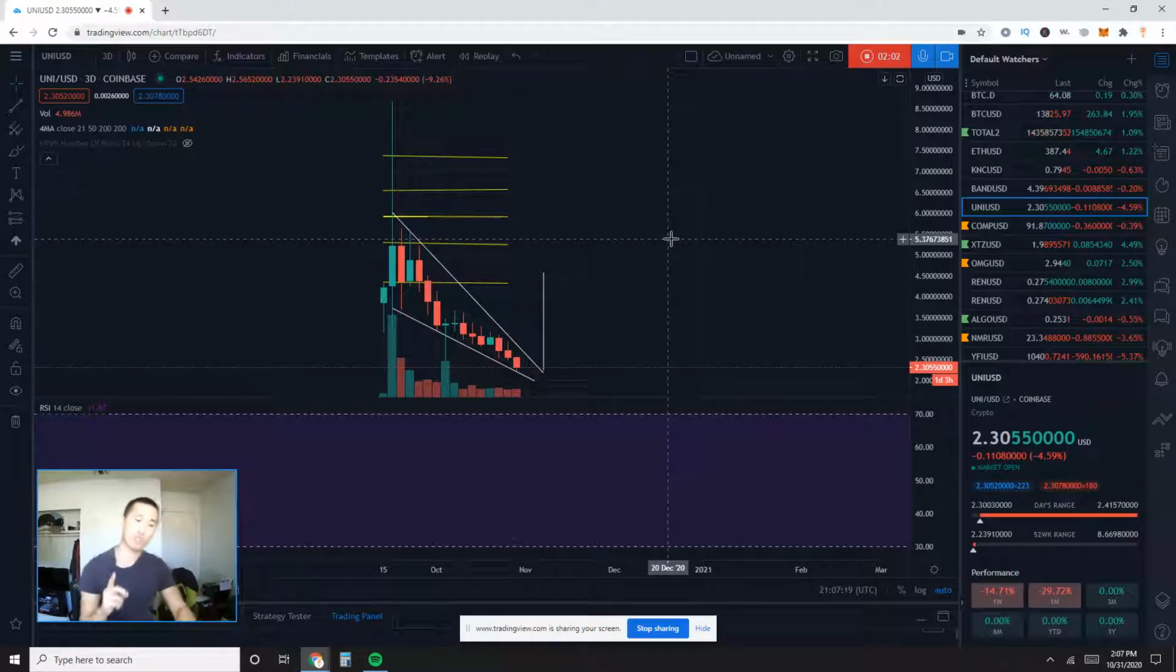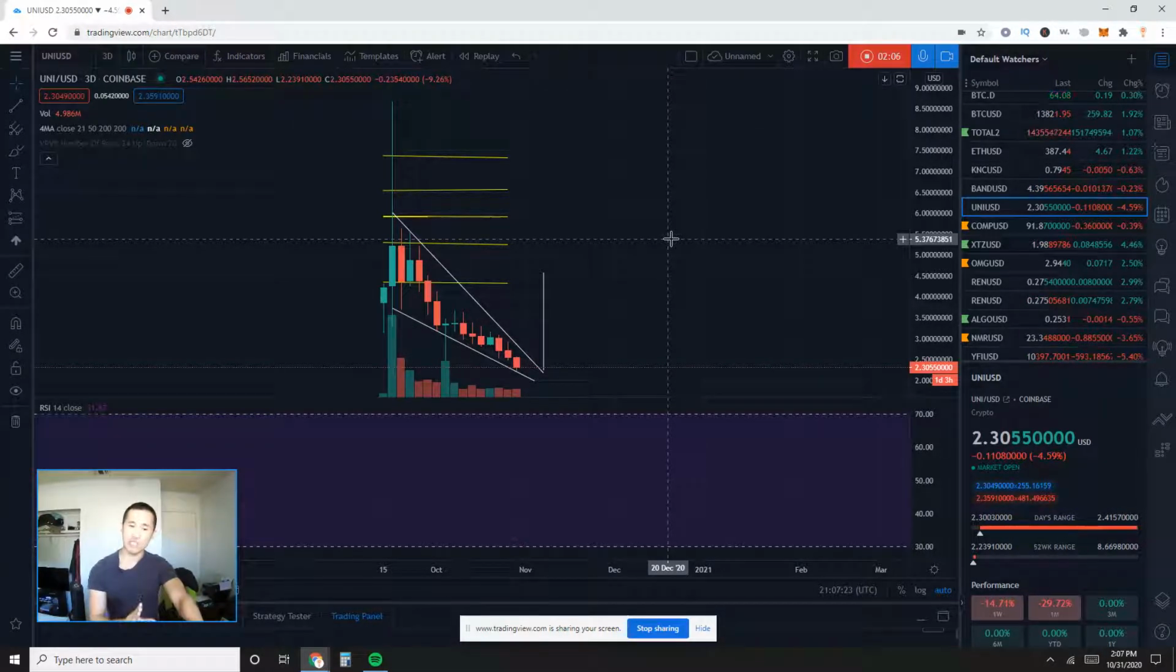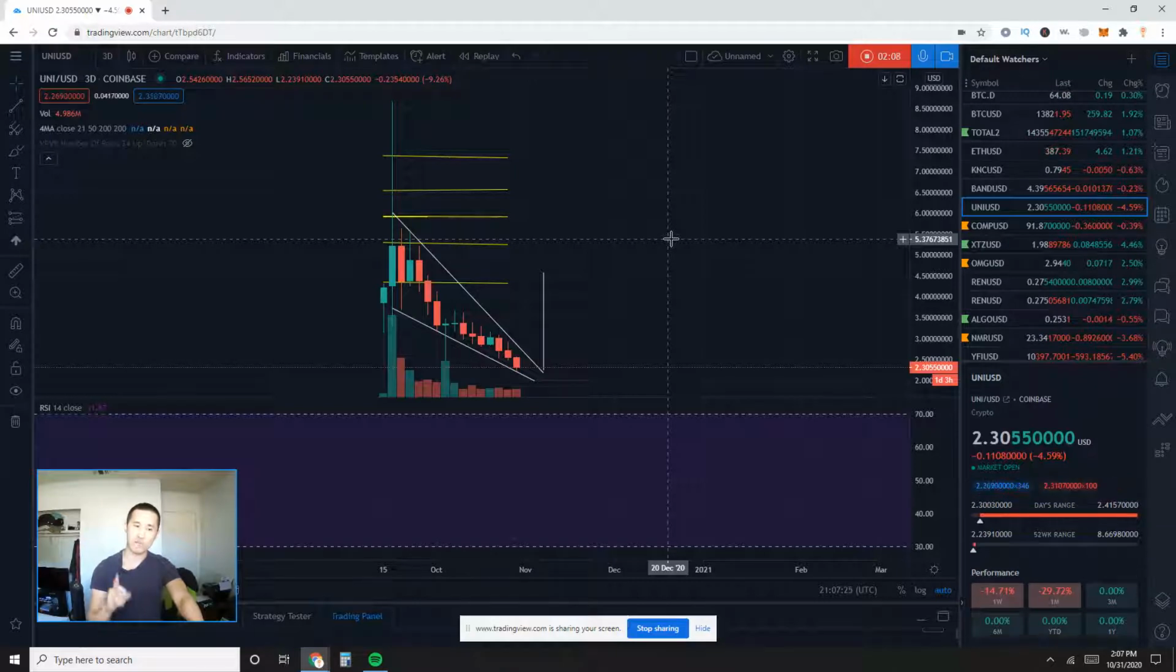Now, that's only generally speaking. For any specific altcoins, that may be different, but I'm just saying, in general, for trading altcoins, it's usually not as great when Bitcoin dominance is trending up.